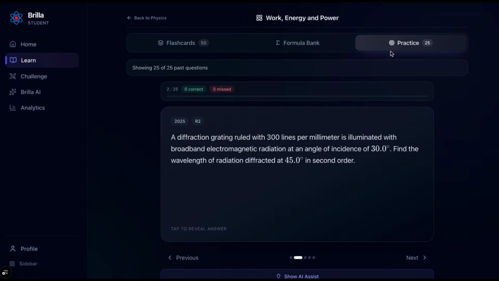The next tab here is the practice tab. So you get the concepts that you need to study, get all the formulas for a particular topic that relate to the NSMQ. And the other thing you get on the learn page is practice questions.